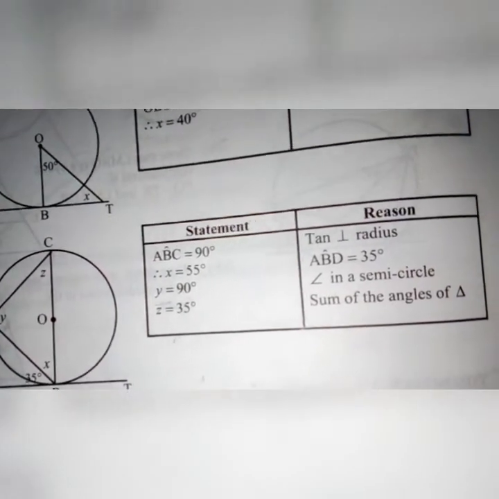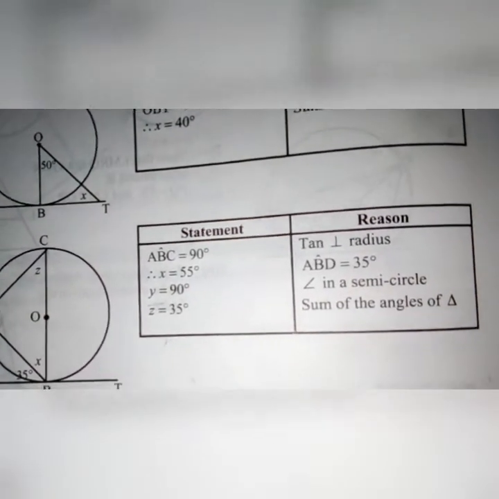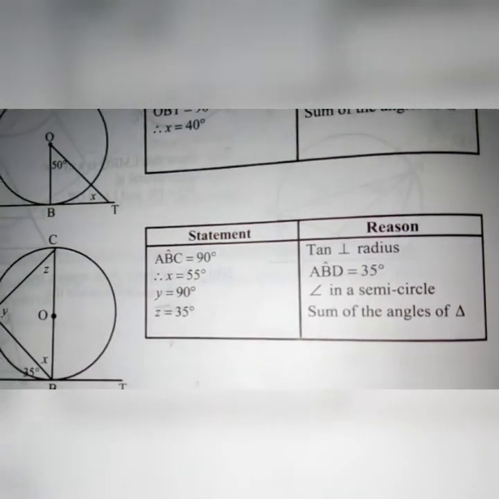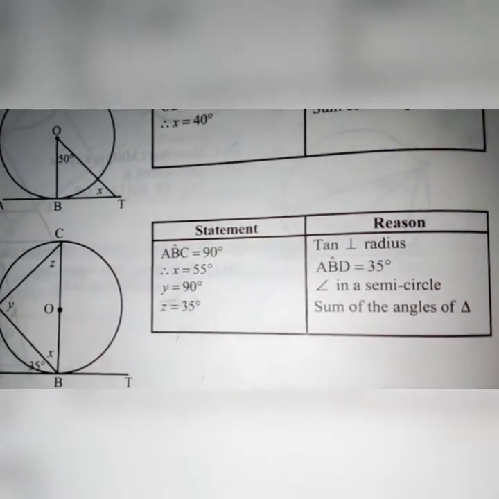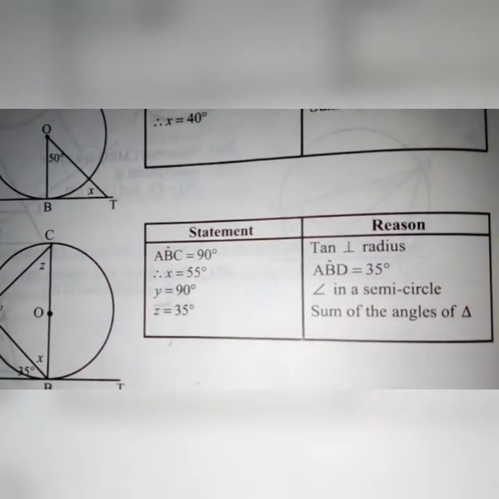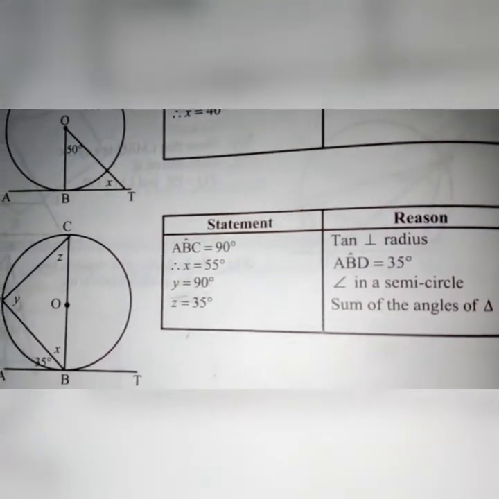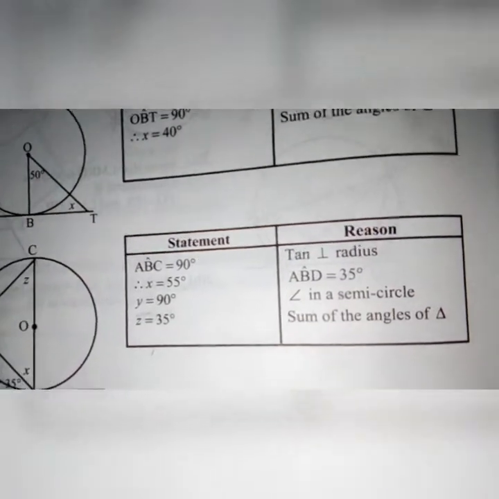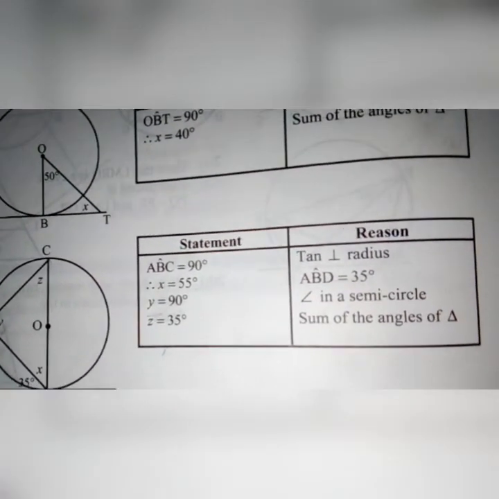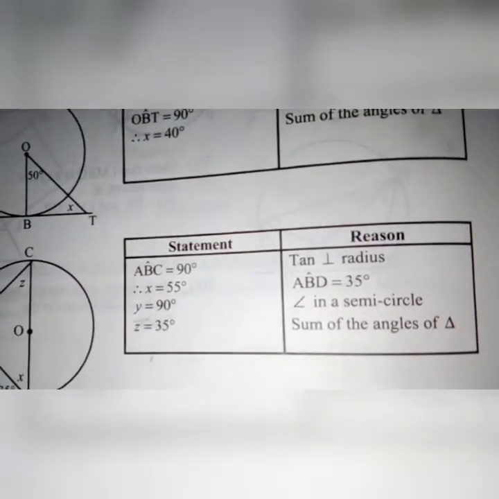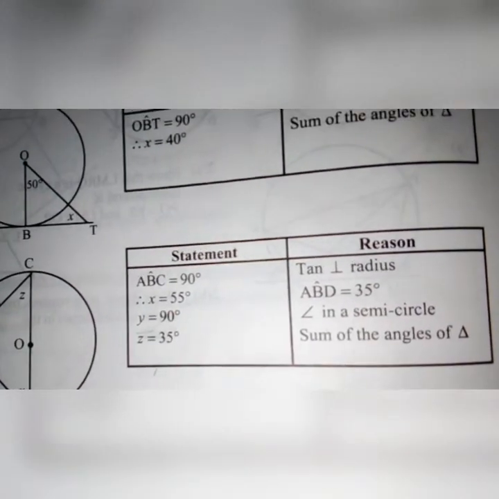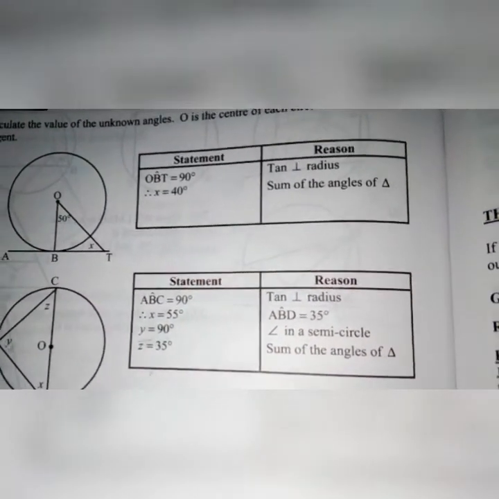And we have to calculate z. We can calculate z using the sum of angles in a triangle. So if you add 90 degrees from y and you add 55 degrees from x, then you can find that z is equal to 35 degrees, because all of them are equal to 180 degrees, which is the sum of angles in a triangle. And that's it for Theorem 7.